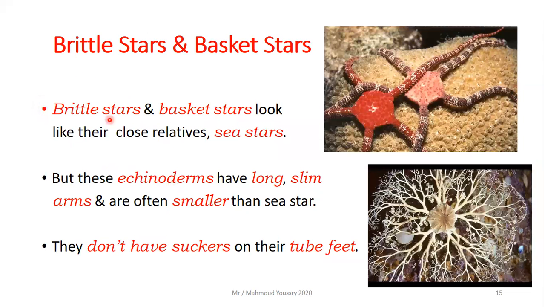The first one, brittle stars and basket stars. These are the brittle stars, and these ones are the basket stars. They look like their close relatives, the sea stars, but these echinoderms have long, slim arms and are often smaller than a typical sea star. And they do not have suckers on their tube feet.